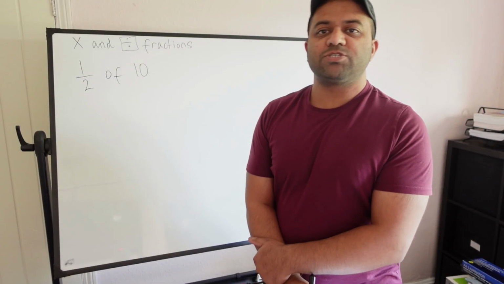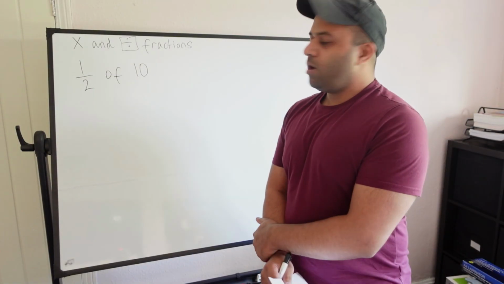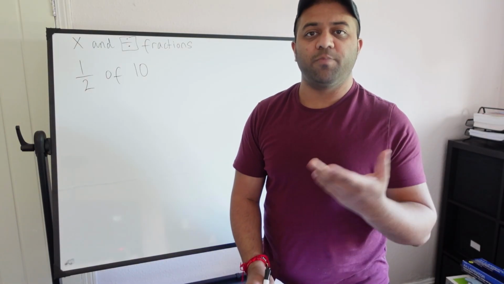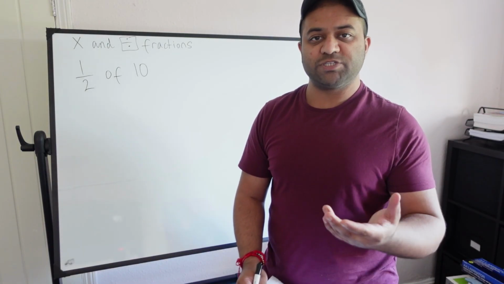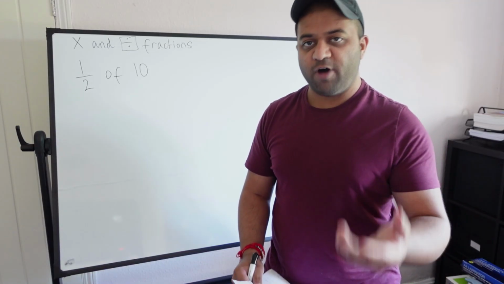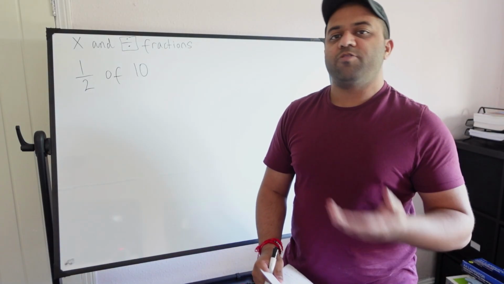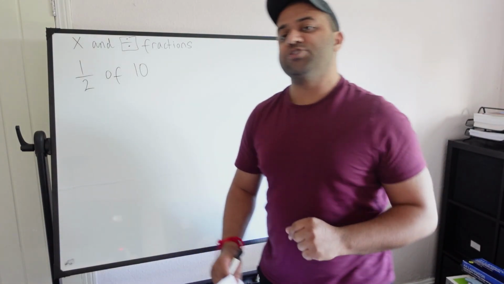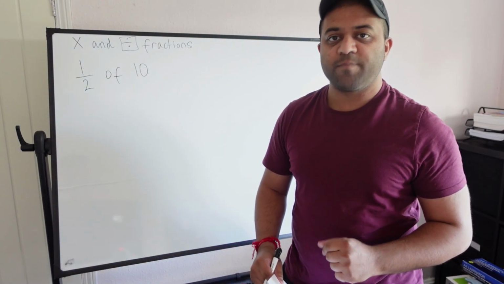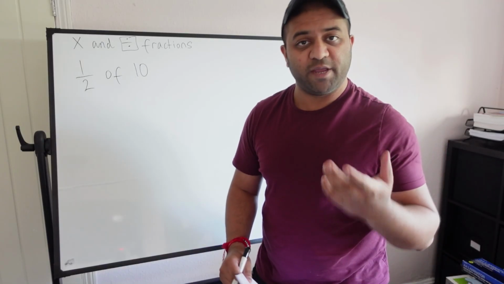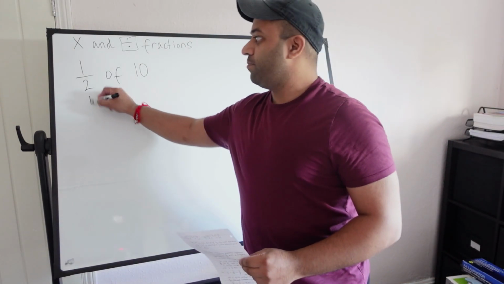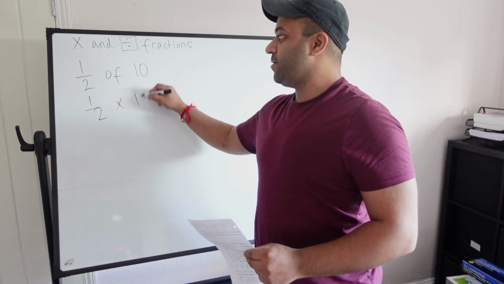Okay. Let's start with this first example, a half of 10. If I were to ask you this verbally, I'm sure many of you could return the correct answer of 5. Now, this word of is an operation in mathematics. It is equivalent to the multiplication symbol. So we can write down a half multiplied by 10.